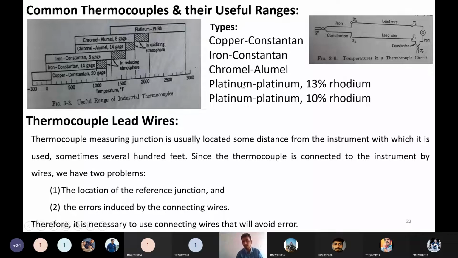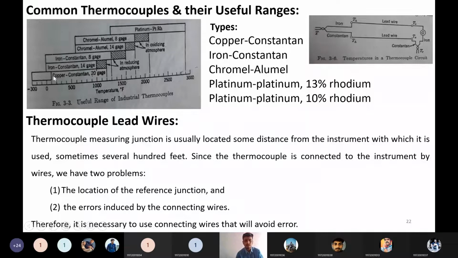Then platinum will be the positive metal and platinum with 13% rhodium will be the negative metal. And next, platinum will be the positive metal and platinum with 10% rhodium will be the negative metal. Like this, we have to construct five different types of thermocouples. And here, if you see this graph, there are useful temperature ranges of industrial thermocouples. For example, copper constantan 20 gauge. 20 gauge indicates the thickness of the thermocouple wires.